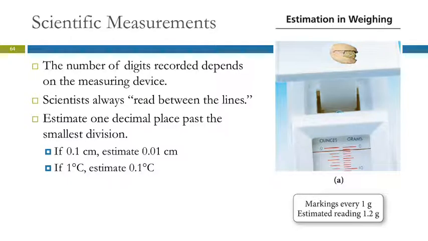And this is a skill we're going to need to use in lab. So how many digits get recorded depends on what we use to measure the thing, okay? So a thing to remember is read between the lines. That means we look at whatever lines are on the device and we're going to estimate or read between the lines. So here the example, we're measuring the mass of a pistachio on this little kitchen scale.